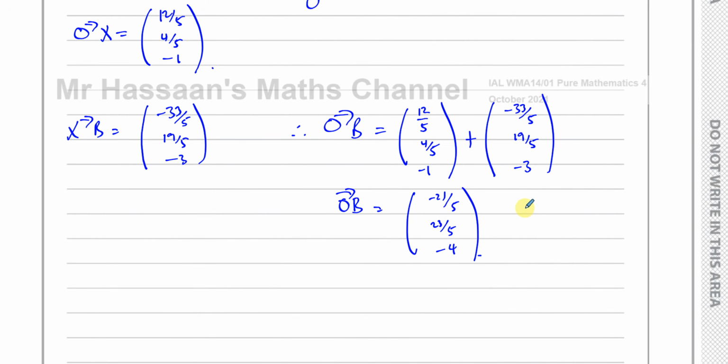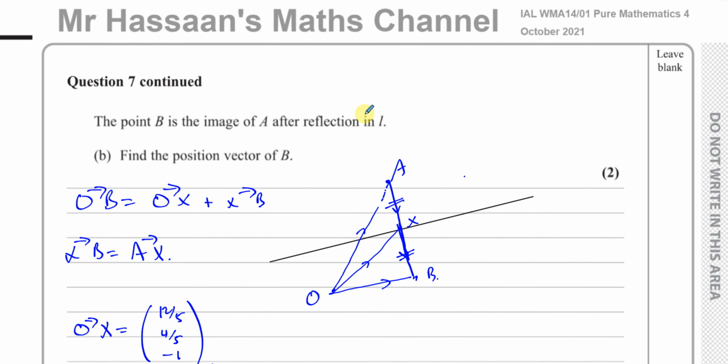And that is the position vector of B. And there's the answer to part b of the question. And we're done with this question. Okay, so for this last question, if B is the image of A after reflection in line L, then the line AB is perpendicular to the line L, and B is the same distance from the line L as A is on the other side. So O to B would be the same as O to X plus X to B, because A to X and X to B must be the same vector. Okay, so there's the answer for question number 7, which was a vectors question, a bit long but pretty straightforward.